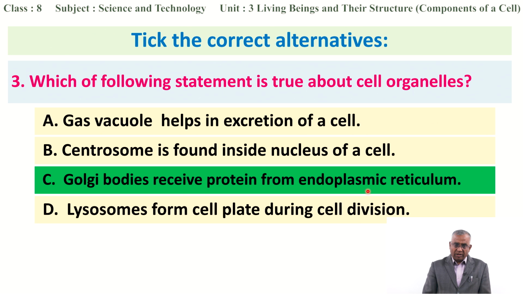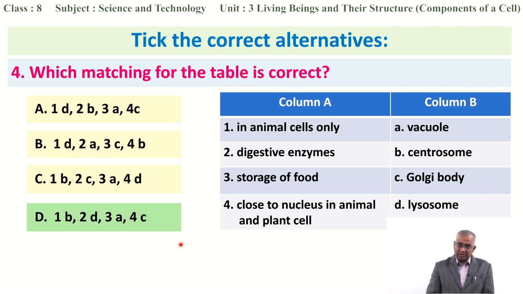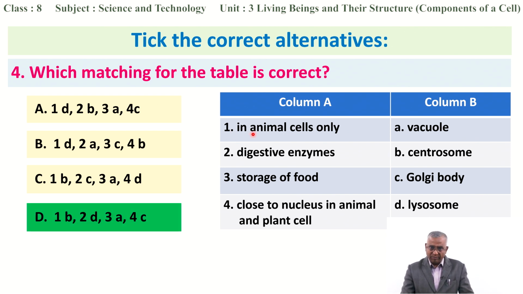Now the next is related to the table. You have to study the table and find the correct matching out of these four. I think you have done it. That is option D. Let's see. 1B, yes, animal cell has centrosome. 2D, digestive enzymes are found in what? Lysosomes. 3A, storage of food in vacuole. The fourth one is already correct, not necessary to see.